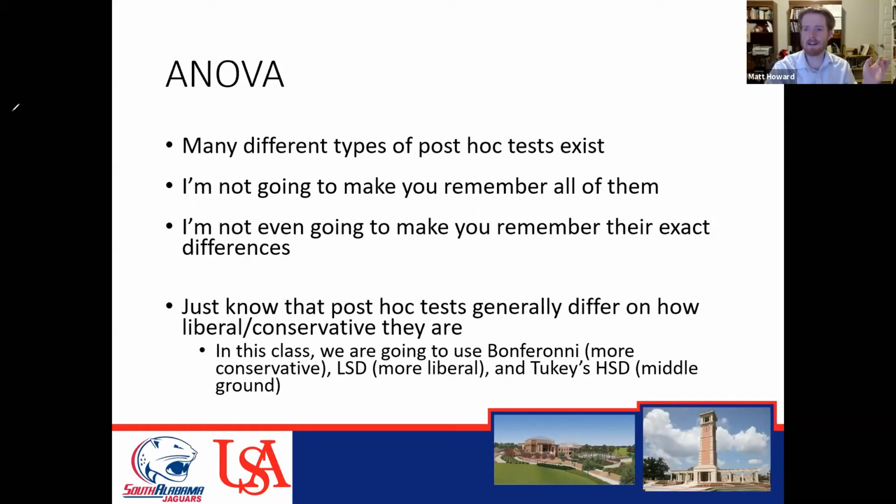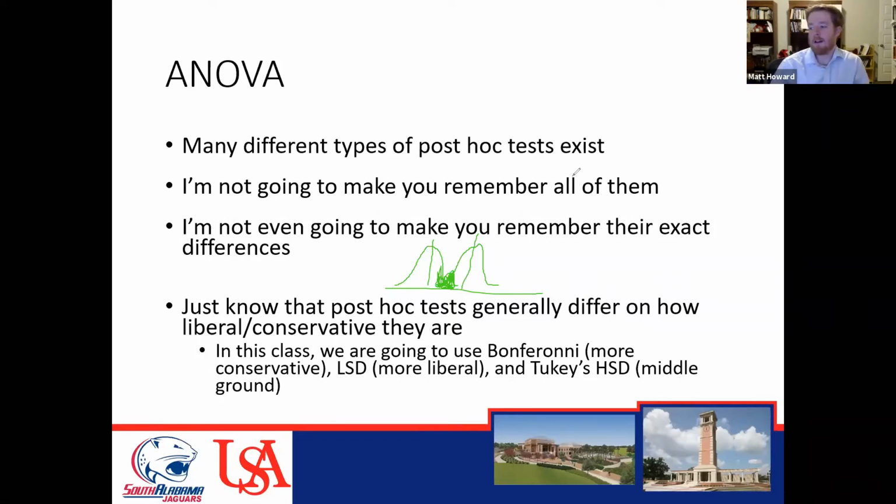I just want you to know that in this class, post hoc tests just generally differ on how liberal or conservative they are, and that has nothing to do with politics. There is nothing political about post hoc tests. All this means is if you have a liberal post hoc test, then there doesn't need to be as much of a difference between the groups for it to be statistically significant. So if you have 2 groups that look like this with a little bit of overlap, a liberal post hoc test might find those to be statistically significant. It's more lenient, so even though there's this overlap right here, a liberal post hoc test might still find it to be statistically significant. On the other hand, a conservative post hoc test might not find it to be statistically significant.